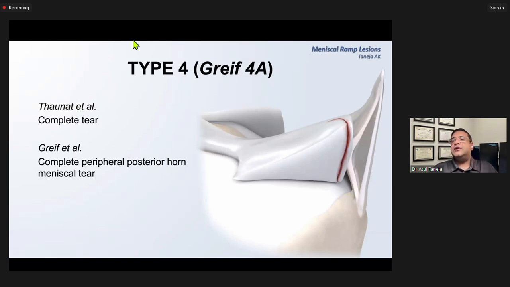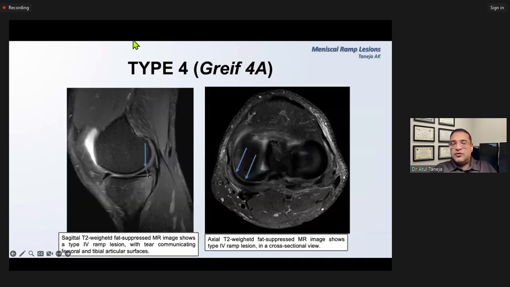This is the type of the lesion. Okay, we know about this. Oh, is this now a ramp lesion? Yeah, it now has this beautiful name. So it's a complete tear of the posterior horn. The posterior horn, the peripheral zone, has a complete tear from the femoral to the tibial articular surface, and it's involving the meniscal substance itself.